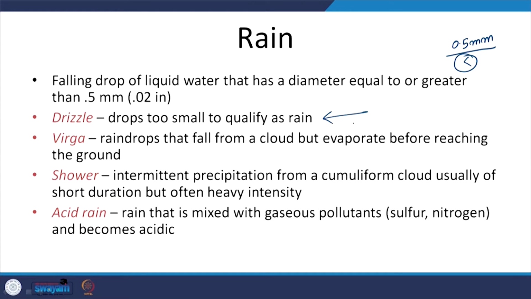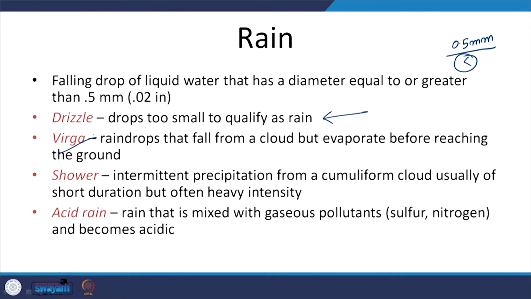And what is virga? Raindrops that fall from a cloud but evaporate before reaching the ground are called virga. If you imagine your cloud bottom to be at, let us say, 8 or 9 kilometers, then the precipitation that results from this cloud must reach the surface. Only then you call it rain, if it is of a typical size. But if it rains but never reaches the earth, you call it virga. A shower is intermittent precipitation from a cumuliform cloud, usually of short duration but often of heavy intensity, right.